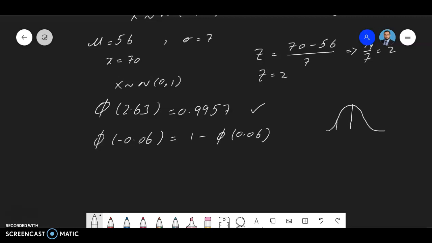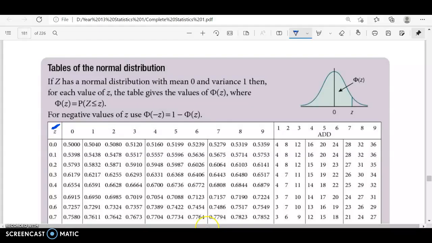So if it is negative 0.06, then on the other side it's again 0.06, which is positive 0.06, because the table does not give us negative values. So we will just simply subtract it from 1, and once we subtract it from 1, it will automatically be the same value due to symmetry. So you just need to subtract it from 1, and then you will be looking at 0.06. So let's go back here. 0.06.